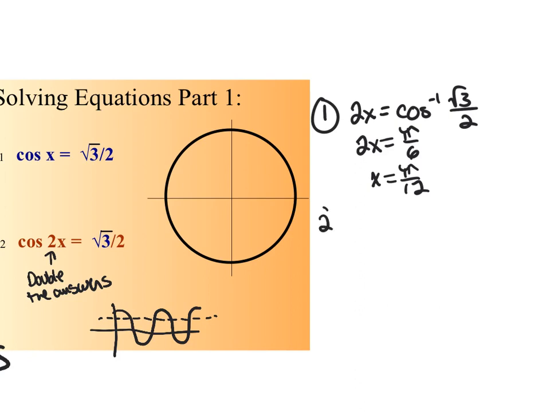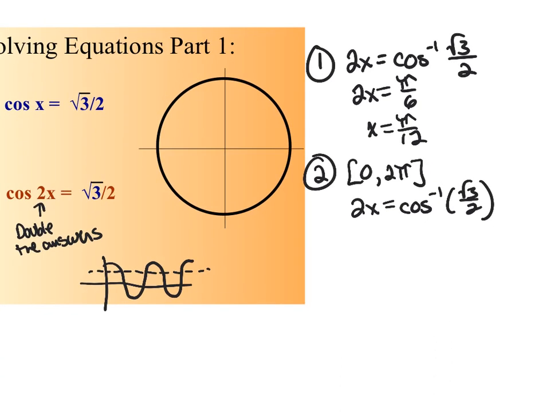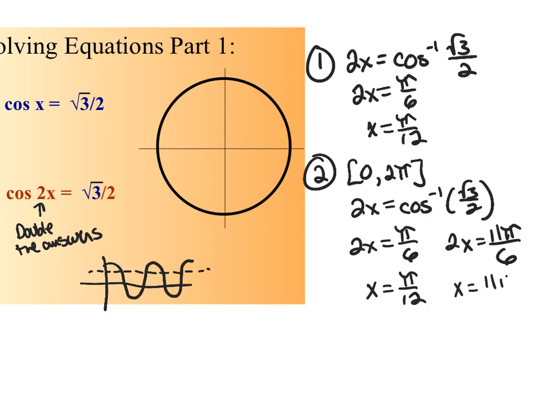Now let's move to part 2 and say find all the answers on the interval of 0 to 2 pi. Okay, so I'll go back to my original. Inverse cos √3/2. And I'm going to find all the places on the circle where cosine is equal to a positive √3/2. And that's going to happen at pi/6. It also happens at 11 pi/6. So I'm going to set both of those answers equal to 2x and then divide by 2. And I get pi/12. And I get 11 pi/12.